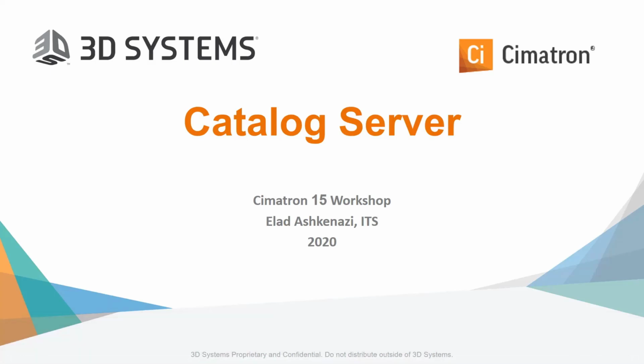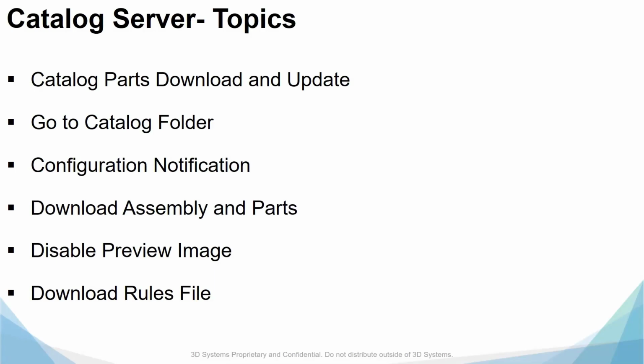In this presentation, I'm going to talk about the following items. Catalog parts download and update. Go to catalog folder, configuration notification, download assembly and parts, disable preview image, and download rules files.